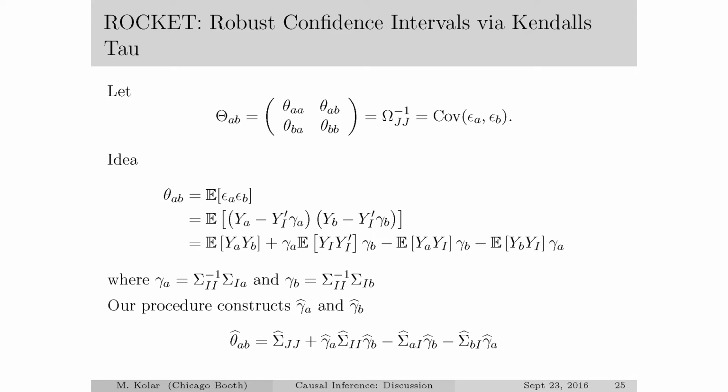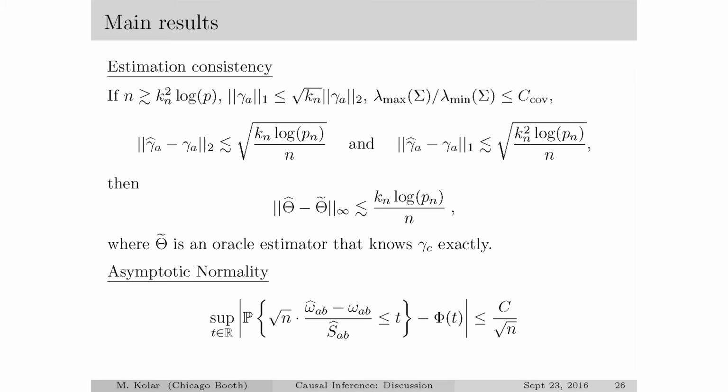Okay, so we can show that this procedure, under some conditions, is going to be asymptotically normal. And the key point here is that we can obtain these results under the same assumptions that are needed in the Gaussian setting without ever requiring the data to follow a multivariate normal distribution.